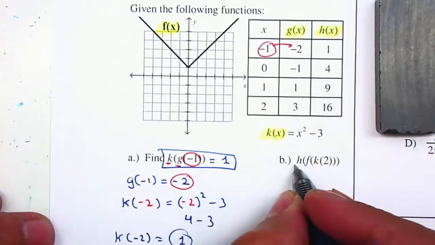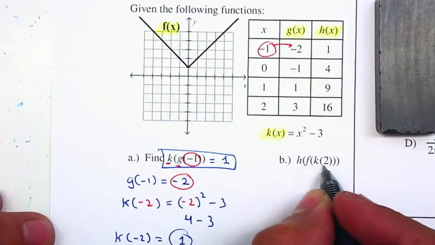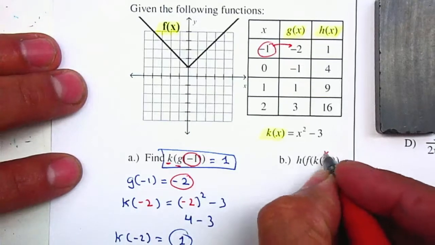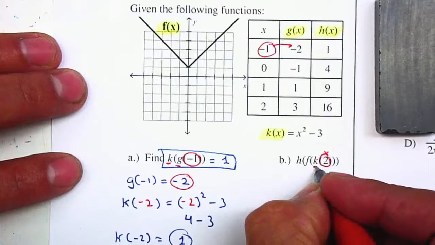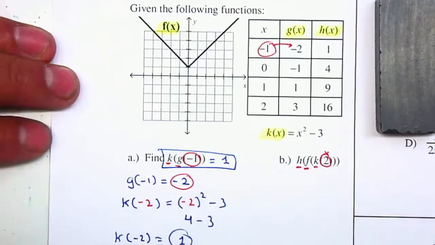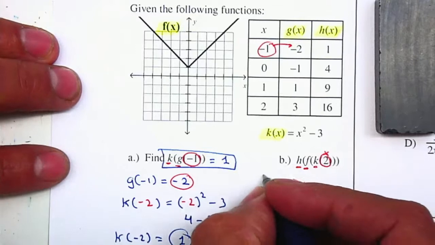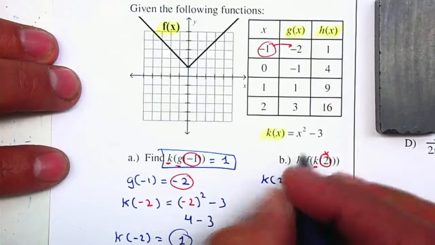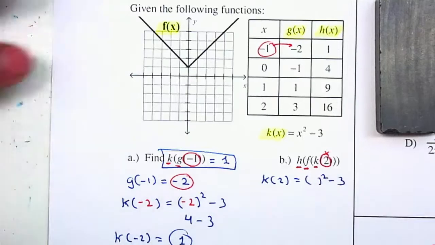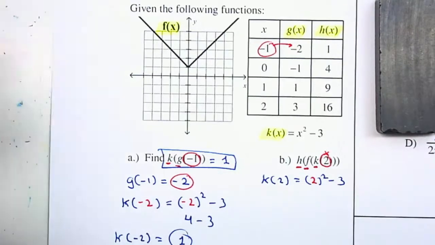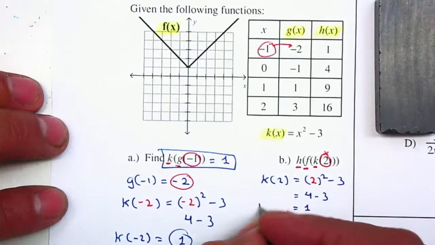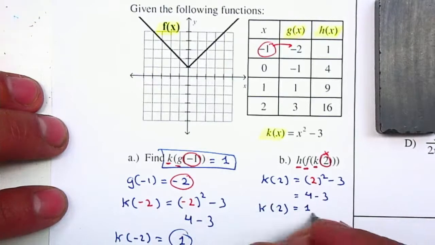On letter B, they are asking you to find h of f of k of 2. Remember, this is your x value, and you're going to plug in the 2 inside the k. Whatever you get, you're going to plug inside the f, and whatever you get, you're going to plug inside the h. So first, I'm going to find k of 2. They give an equation, x squared minus 3. But instead of the x, I'm going to replace it with a 2. So it gives me 4 minus 3, which is equal to 1. So k of 2 is equal to 1.